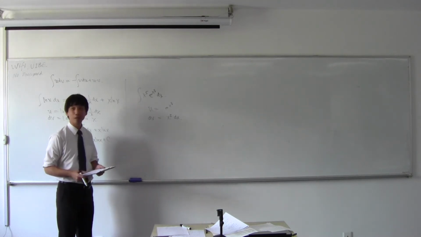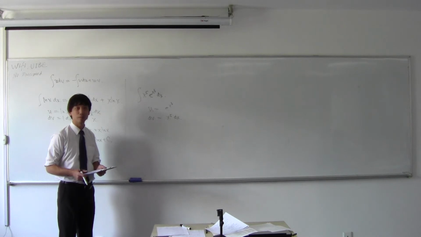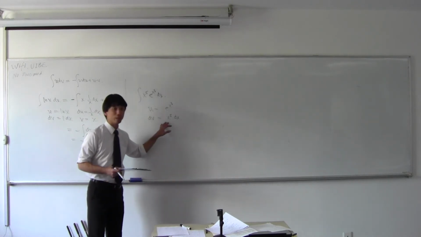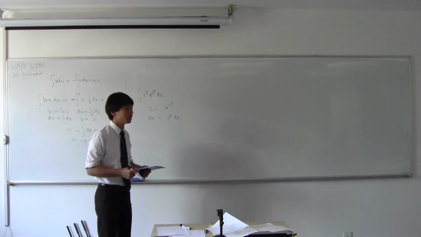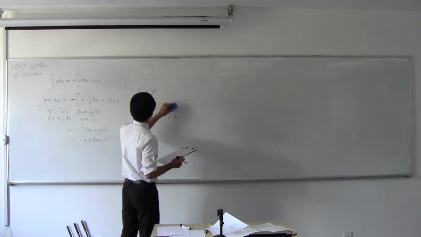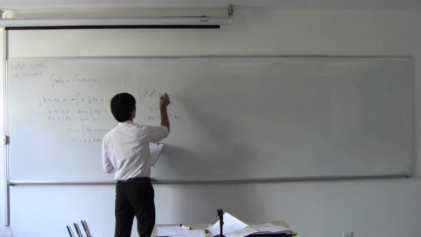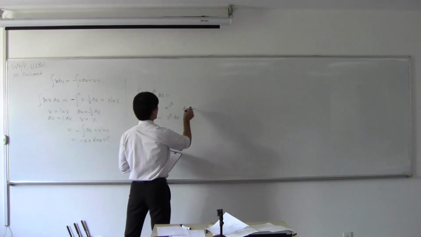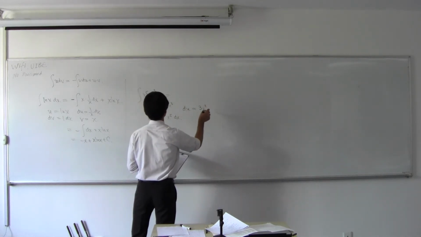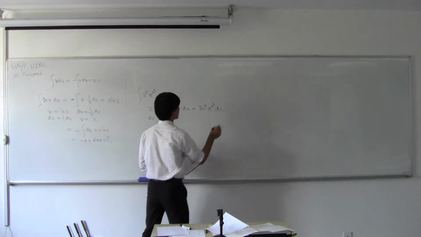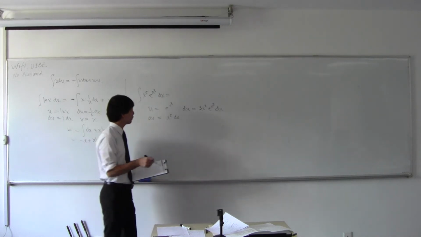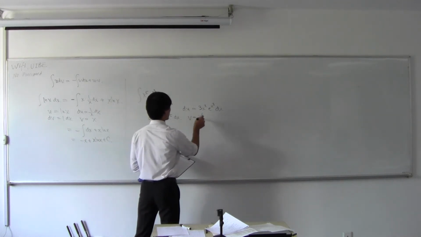Does anyone have other ideas of what they would choose? I'm actually not sure if this will go. Let's try it. Yeah, there's no guarantee that this will help out, but let's try it and see what happens. Okay. So then du is going to be what? 3x squared e to the x cubed dx, right? And v is going to be x to the 6 over 6.